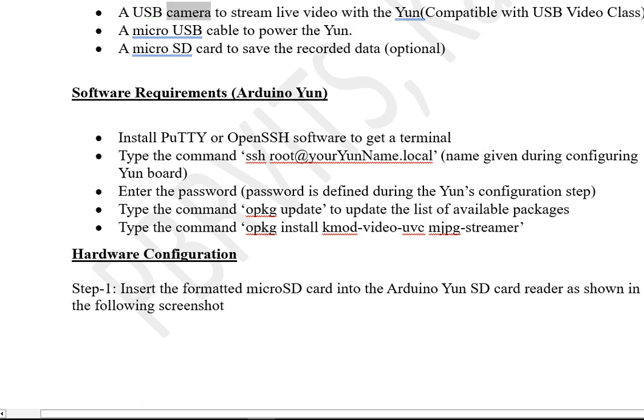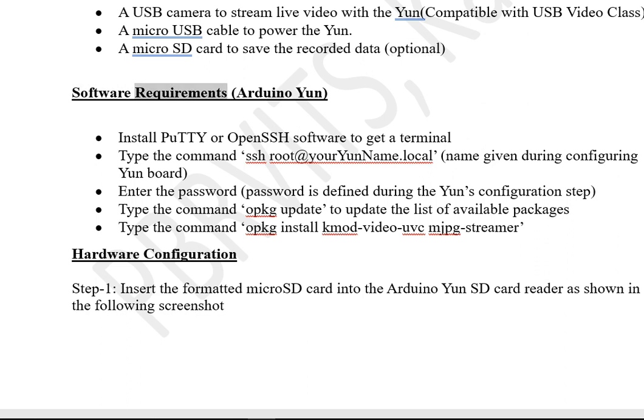A USB camera to stream live video with the board, compatible with the USB video class. A micro USB cable to power the board. A micro SD card to save the recorded data, optional.